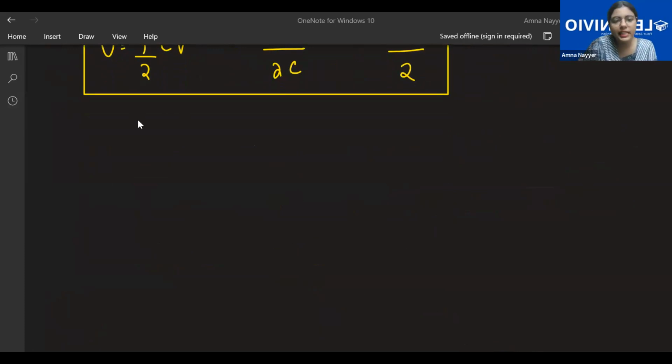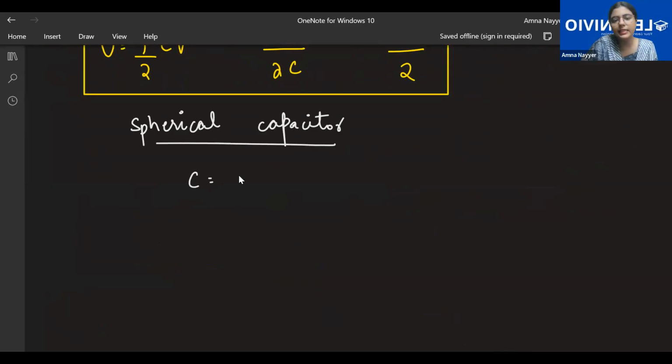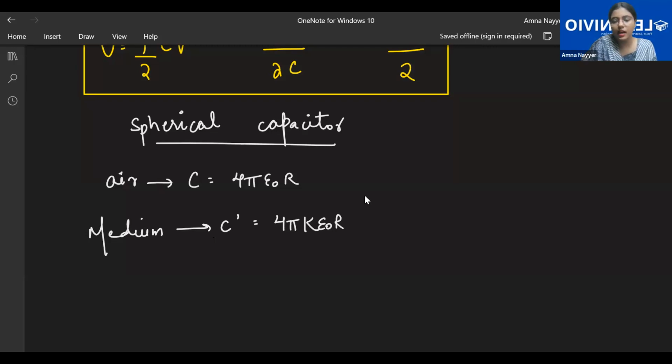Usually the formula of a single spherical capacitor, we have already done in the class. Spherical capacitor: C is equal to 4 pi epsilon naught R, and this is for air. And if the material is something else, let's say there's a different medium, then C dash will be 4 pi K times epsilon naught R.